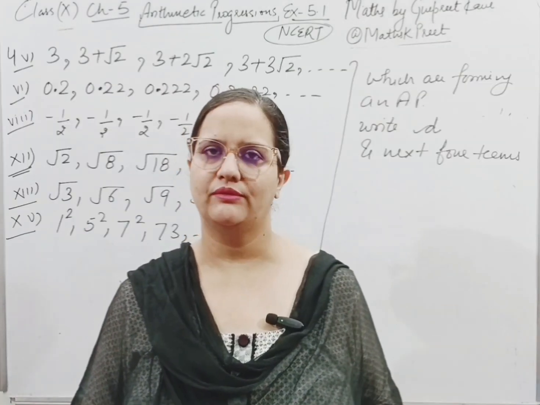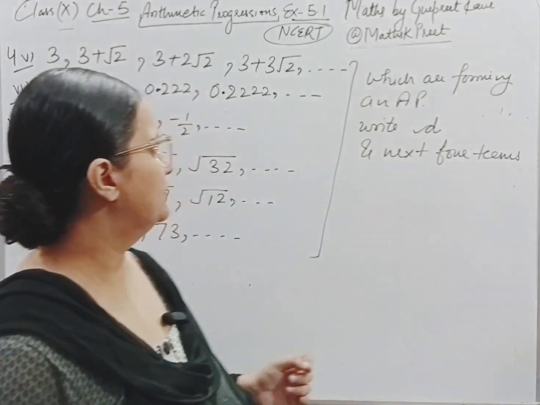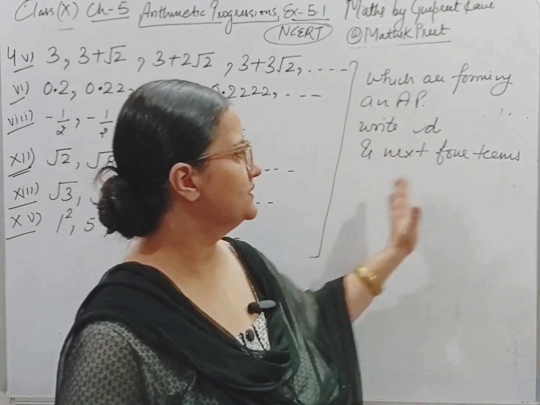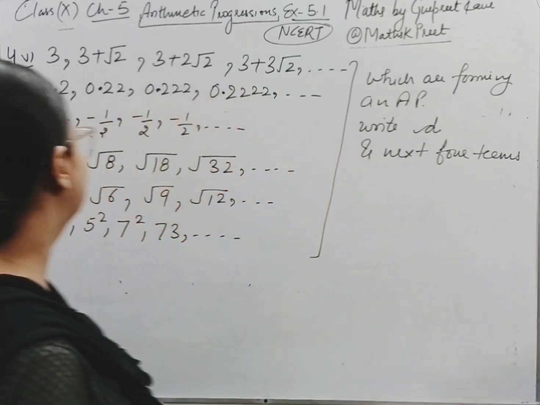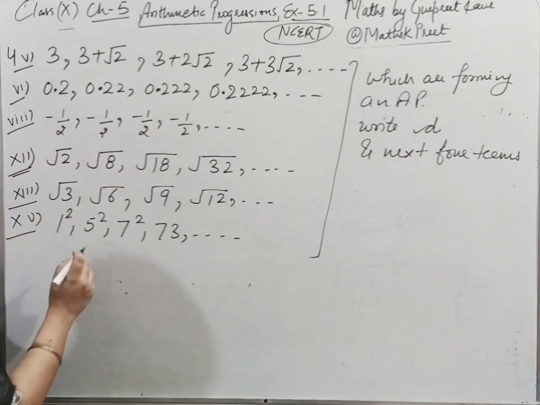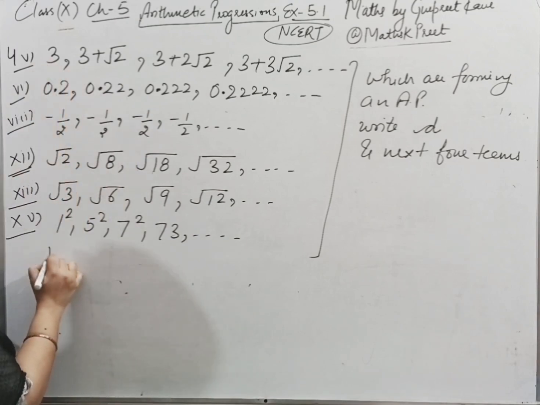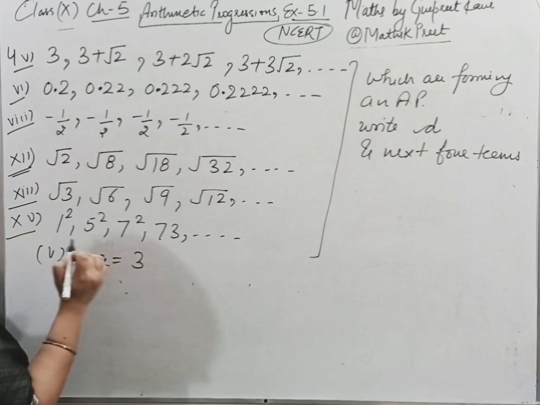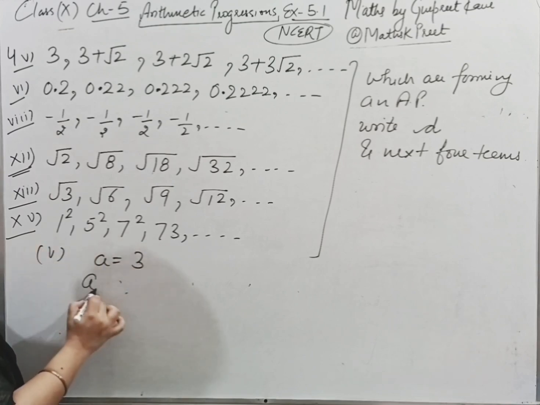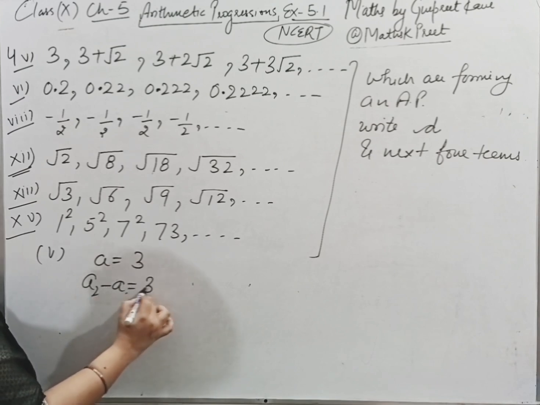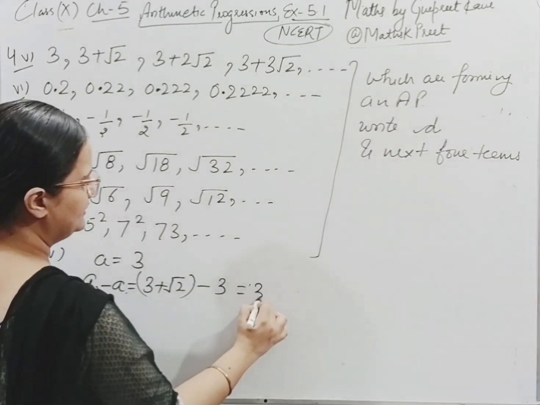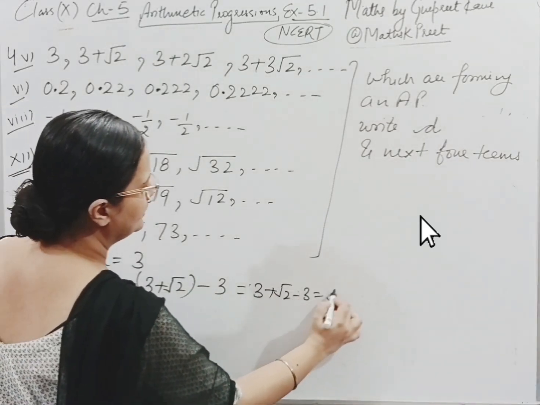I'm taking a few parts from question number 4. Here we have to check which given sequences are forming an AP, and write the common difference and the next four terms. Let's see a few parts from question number 4. So I'm taking the 5th part here. The sequence is given to us. So here clearly A is given, 3 here. To check whether this is forming an AP or not, what I will do is A2 minus A. So what is A2 here? 3 plus root 2 minus 3. So what am I getting? 3 plus root 2 minus 3 is giving me root 2.